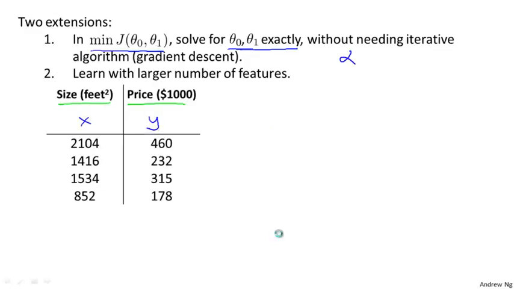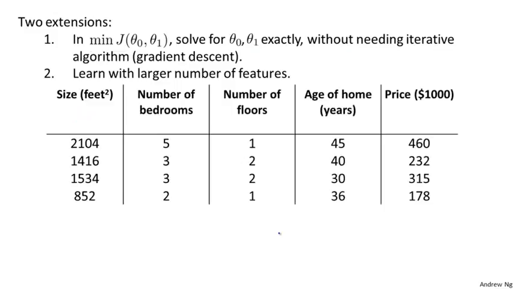But for other learning problems, we may have a larger number of features. So for example, let's say that you know not only the size, but also the number of bedrooms, number of floors, and the age of home of these houses, and you want to use that to predict the price of the houses. In that case, maybe we'll call these features X1, X2, X3, and X4. So now we have 4 features.